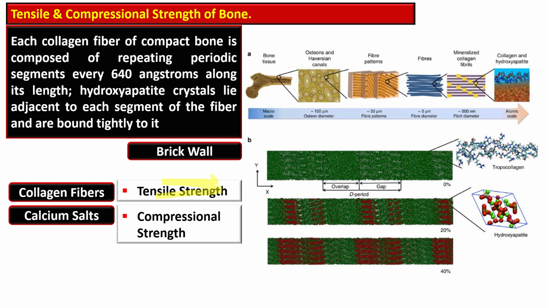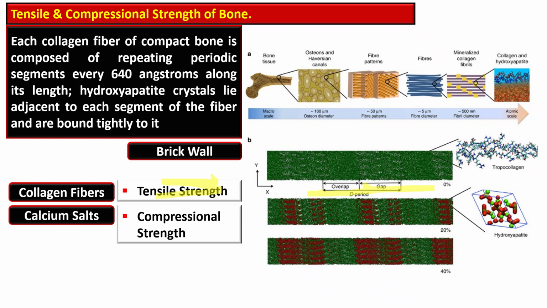This comes from collagen fiber arranged in a repeated periodic structure every 640 angstrom. Hydroxyapatite crystals bind to these repeating segments tightly. This prevents slippage, shearing or tearing apart, giving bone high tensile strength.